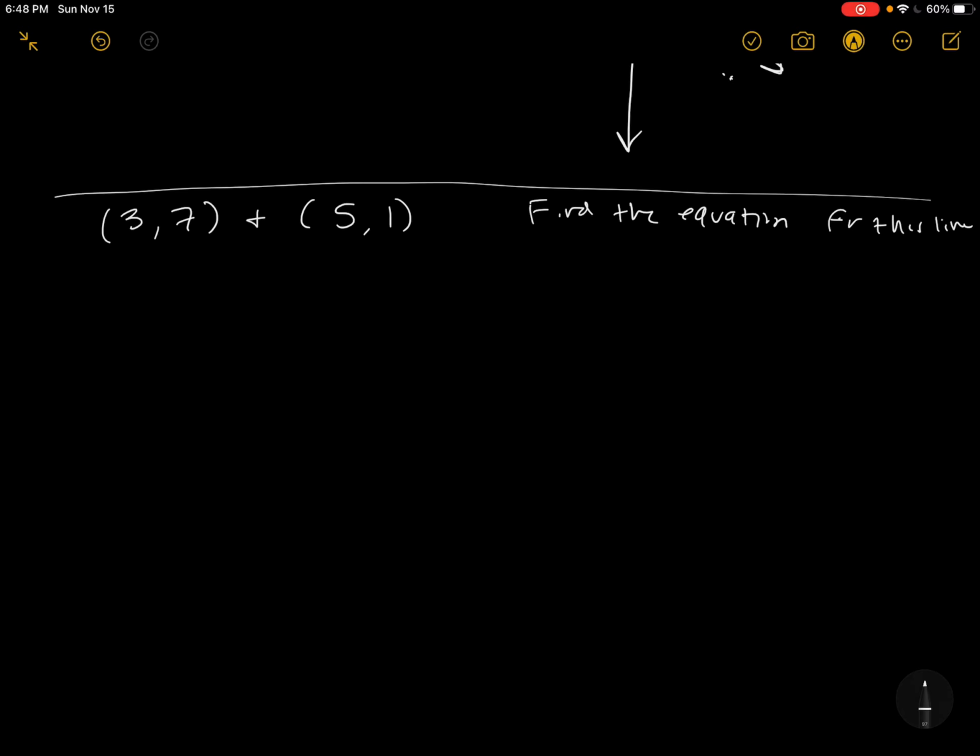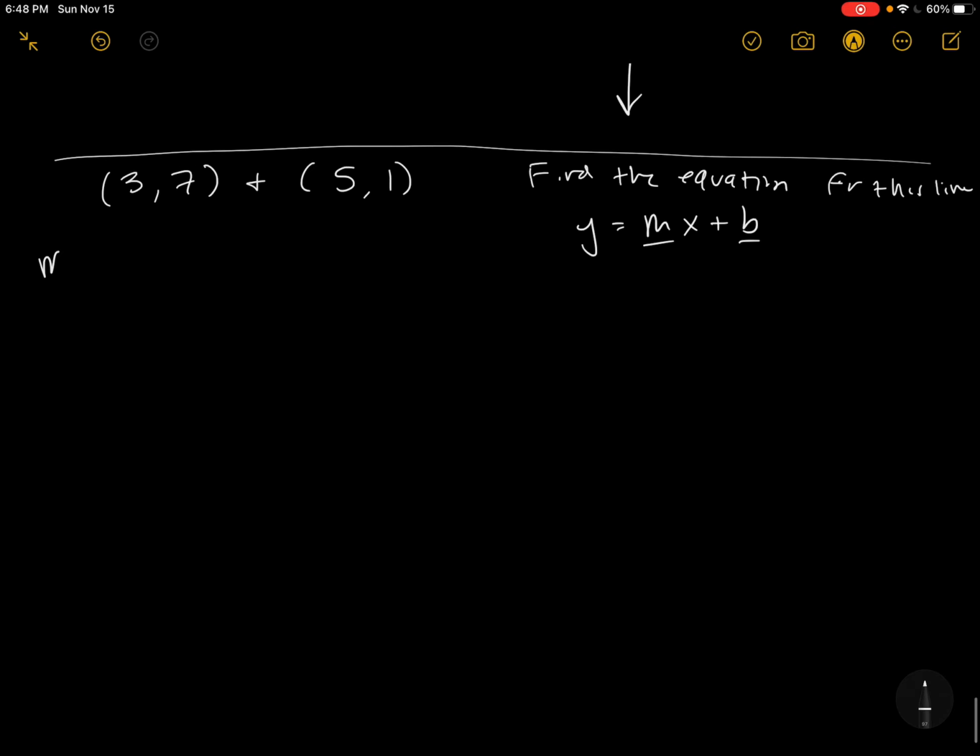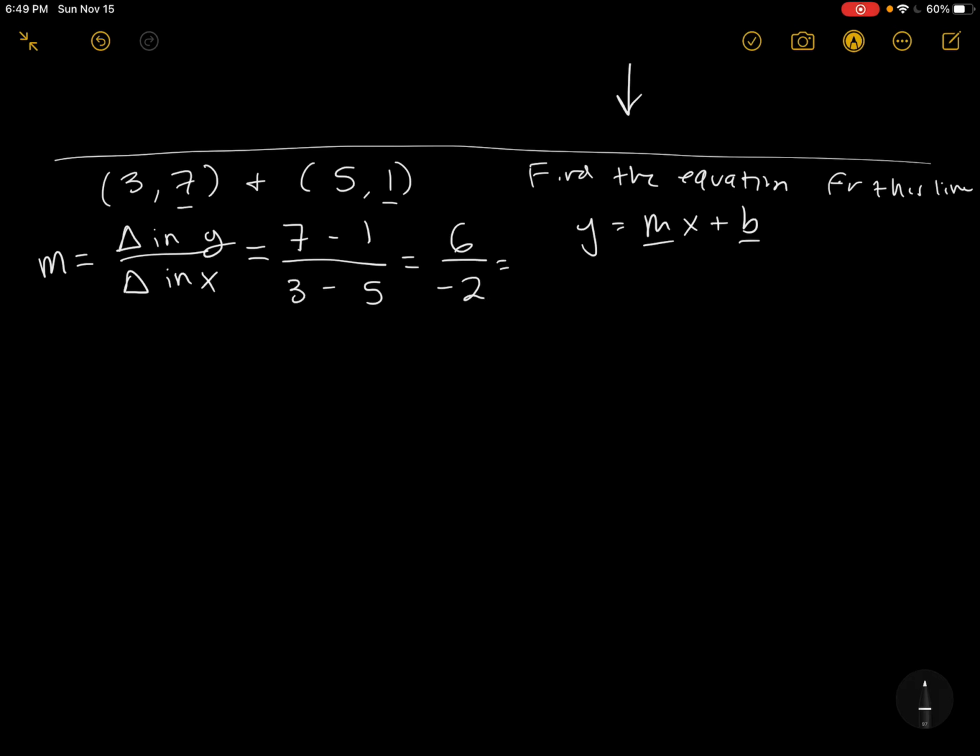Equation for this line. Okay, so what we can do is find the slope. We've got our y equals mx plus b, and we're going to try and find the m and the b, right? So we can figure out the slope, because the slope is just how do I get from one point to another. Okay, so change in y, 7 minus 1, right here. Change in x, 3 minus 5. So we get 6 over negative 2, which is negative 3.